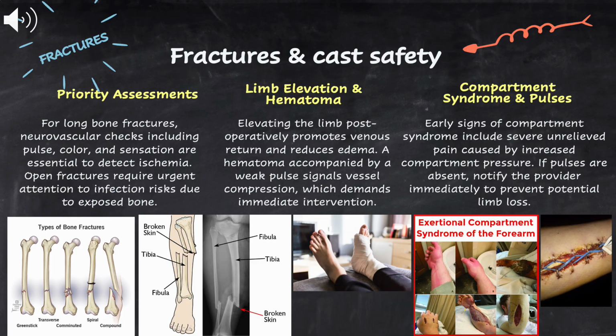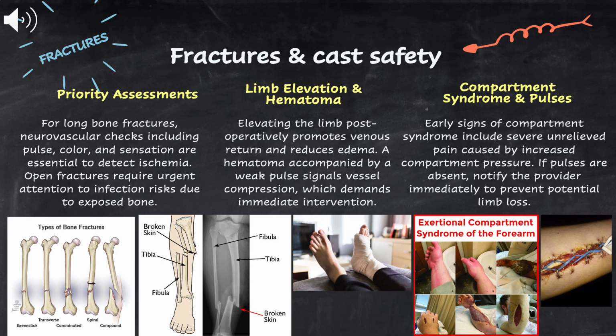This is critical. The earliest sign of compartment syndrome is severe, unrelieved pain that is disproportionate to the injury. This pain is caused by increased pressure within the muscle compartment, which compromises blood flow. If pulses are absent, this is a late and dangerous sign. Notify the provider immediately. Untreated compartment syndrome can result in permanent nerve damage or limb loss.